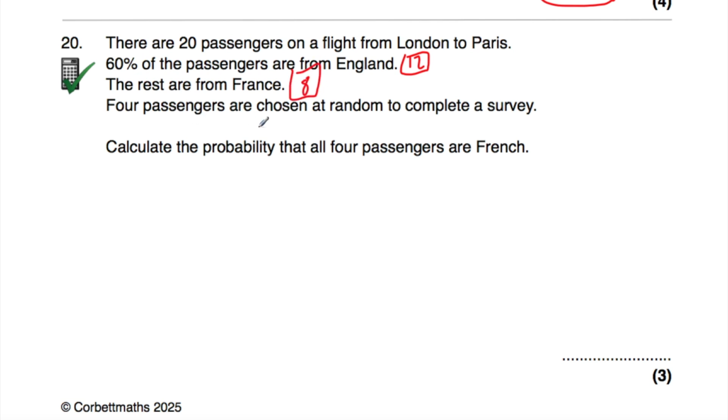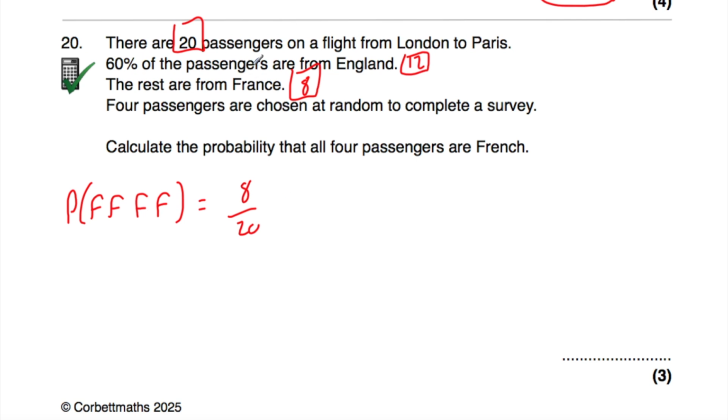And we're told that 4 passengers are chosen at random to complete a survey. And the question is calculate the probability that all 4 passengers are French. So we want to find the probability of a French, a French, a French, and a French person being selected for the survey. Okay, so in terms of the probability the first person being selected is from France, well, there's 20 passengers, 8 are from France, that's going to be 8/20.